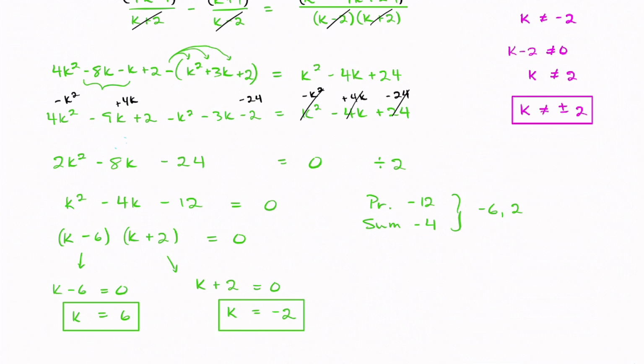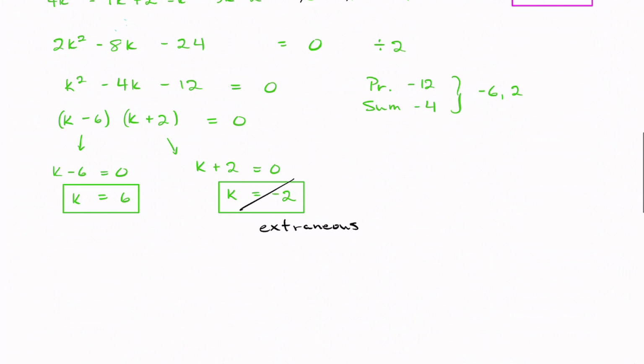But if you recall, we said k cannot equal a positive or a negative 2. So this value right here, we actually can't have. So we have to cancel that out and say that this is extraneous. So that was our last question. At the bottom here now, I'm just going to write our textbook questions.